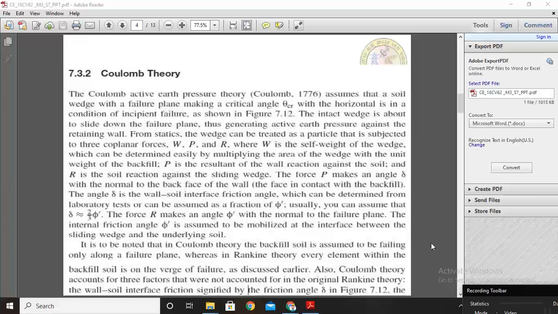Next, Coulomb theory. So let us see Coulomb theory. The Coulomb active earth pressure theory assumes that a soil wedge with a failure plane making a critical angle theta CR with the horizontal is in a condition of incipient failure, as shown in figure 7.12.